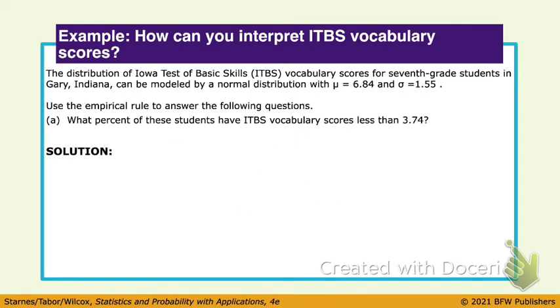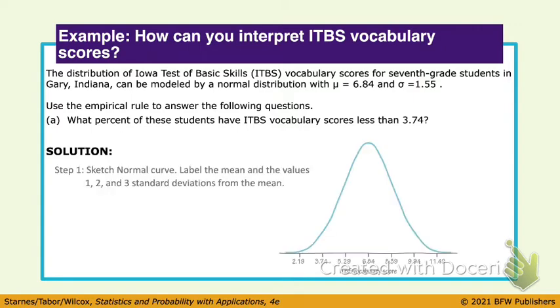The distribution of Iowa Test of Basic Skills vocabulary scores for 7th grade students in Gary, Indiana can be modeled by a normal distribution with a mean of 6.84 and a standard deviation of 1.55. We've already seen that. We're going to use the empirical rule to answer some questions. So the first question, what percent of these students have ITBS vocabulary scores that are less than 3.74?